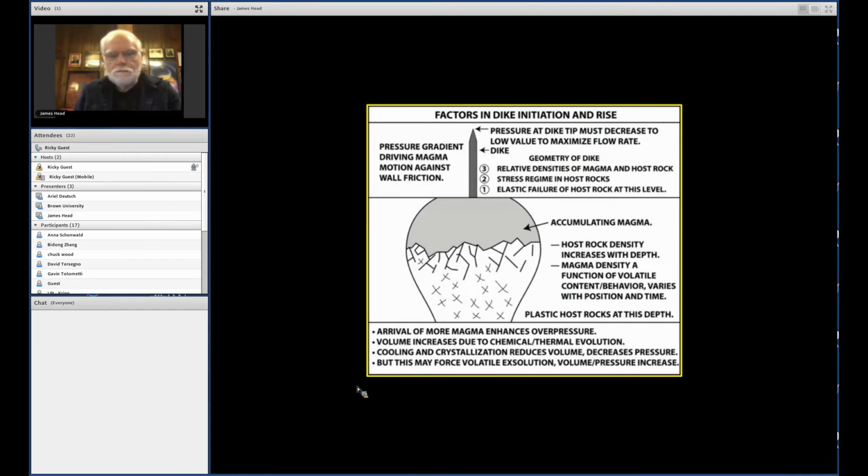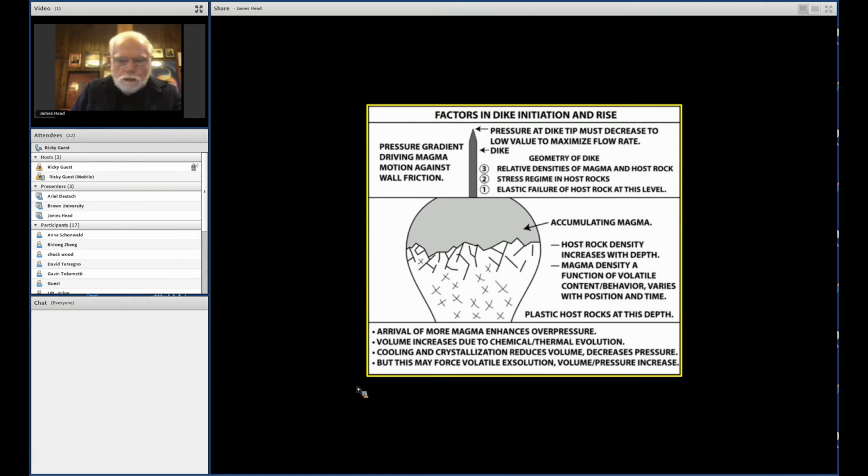So if we press on and take a look at the factors in dike initiation and rise. So again, accumulating magma at the top. These are statements of what we think is going on, but they're also statements of where we have problems in these different areas that need to be resolved. So I encourage you to go back to these papers and pick out areas in which you think you can contribute to get a more comprehensive and essentially holistic view. We need to talk to the petrologists, the geophysicists, the modeling community, and so on to really make this a better understanding.